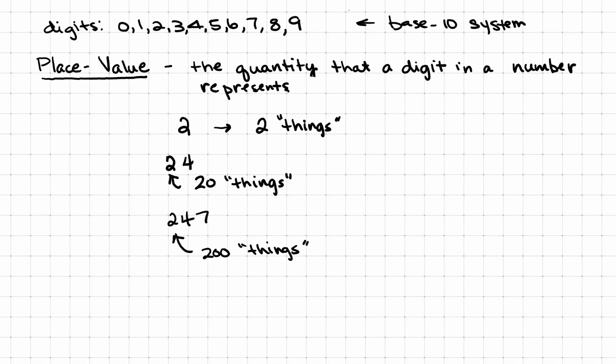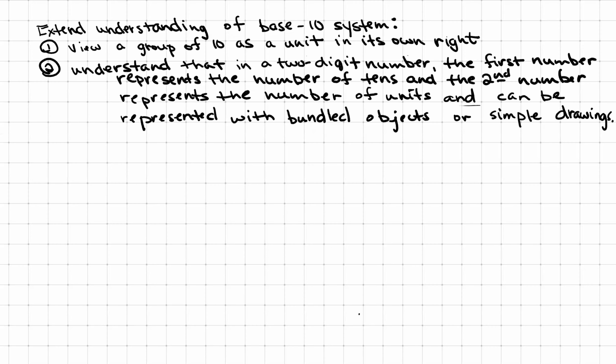So the position matters. While we know as adults that 10 plays a very, very special role in the base 10 system, to children it's not so obvious. Children extend their understanding of the base 10 system in 2 ways. The first way is viewing a group of 10 as a unit in its own right. And by understanding that in a 2-digit number, the first number represents the number of tens and the second number represents the number of units. And that understanding can be represented with bundled objects or a simple drawing.